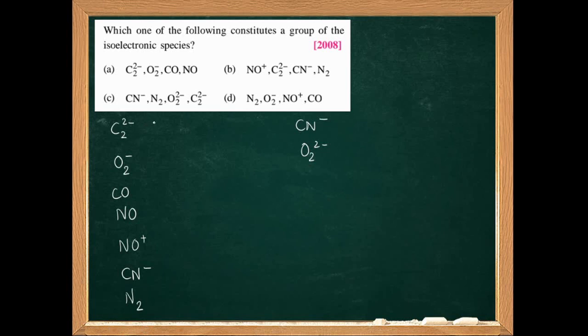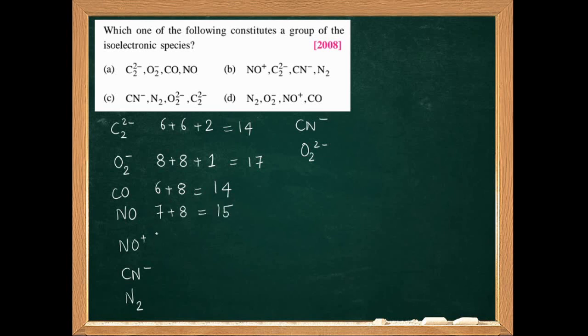So C2 2 minus is what? Carbon is 6. So 2 carbons will be 6 plus 6, and there are two added electrons, plus 2. So this gives us 14. O2 minus is what? Oxygen is 8, another oxygen is again 8, and one added electron for the charge. So this gives us 17. Then CO: carbon is 6 plus oxygen is 8, so this gives us 14. Nitric oxide: nitrogen is 7 plus oxygen is 8, so this gives us 15.